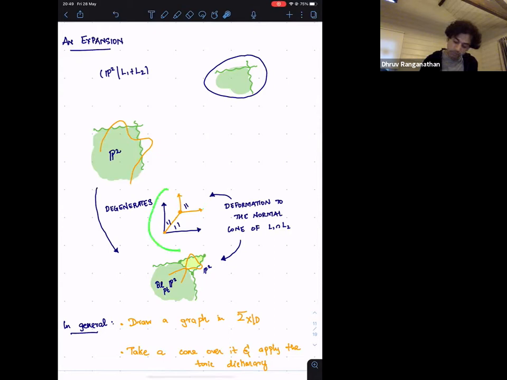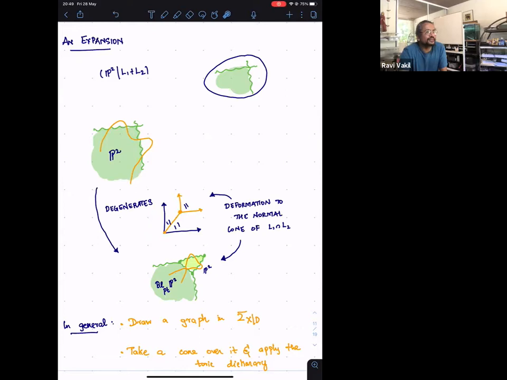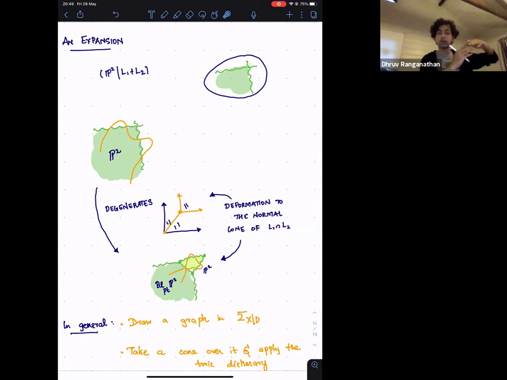And so if I run this through my toric dictionary, what you end up with is exactly the deformation to the normal cone of this point in P2. Namely, you cross with A1 and you blow up this corner point over the special fiber of A1.